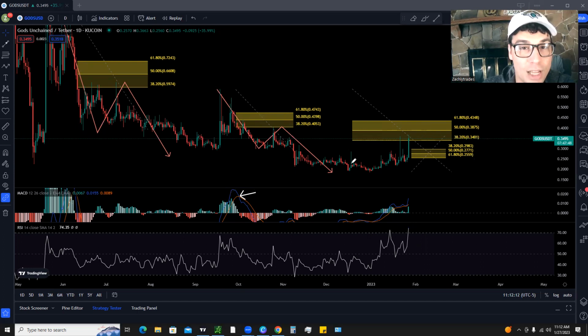And for upside potential, you guys know the major support levels that we need to hold, as well as the major resistance levels that we need to break.